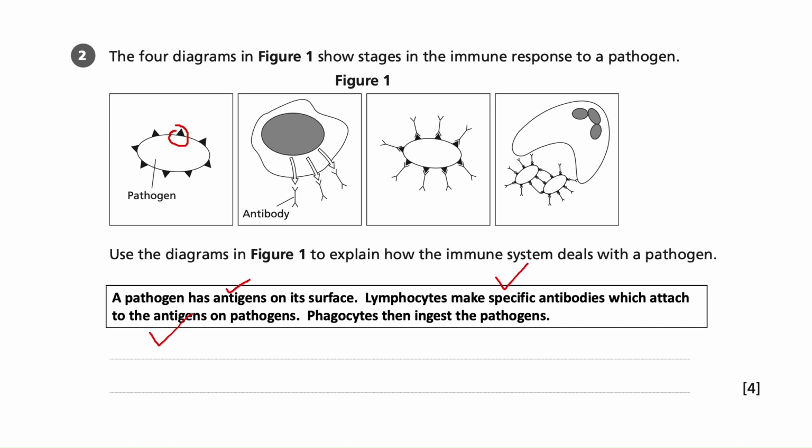So it's really important when we're forming our answers to be very clear we're talking about each part of figure 1. Also, we're using all the key words such as antigens, antibodies, etc. Do make sure you're using all the key words because that's where you really get the marks in biology questions. Finally, we say phagocytes then ingest the pathogens, which we can see happening in that final part of figure 1 there. Again, we're using the keyword phagocytes there.